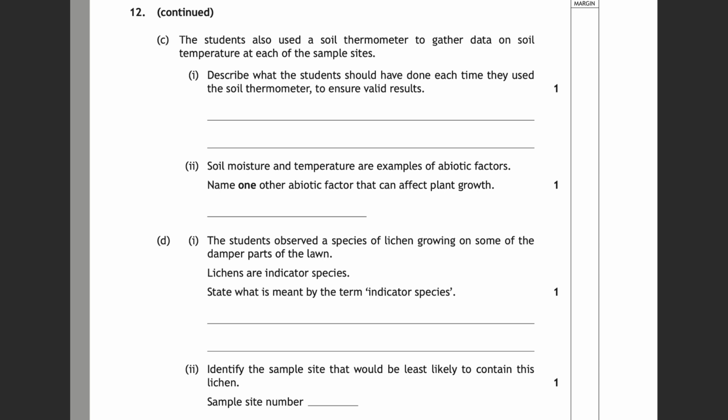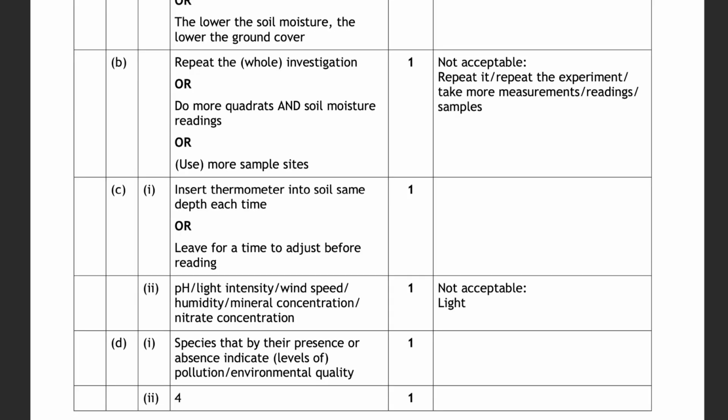Next bit, question 12. The students also used a soil thermometer to gather data on soil temperature at each of the sample sites. Describe what the students should have done each time they used the soil thermometer to ensure valid results. So they have to insert the thermometer at the same depth into the ground each time, or leave for a time to adjust to the temperature, because it takes a wee while for the thermometer to get to the temperature of the soil around it. So you don't just put it into soil and then read it immediately. You got to leave it a few seconds till it gets to the temperature and the mercury or the coloured line stops moving. Or if it's a digital one, the number stops changing.